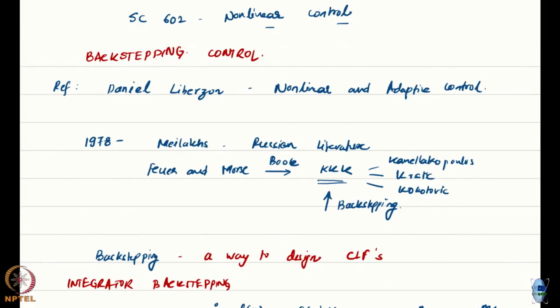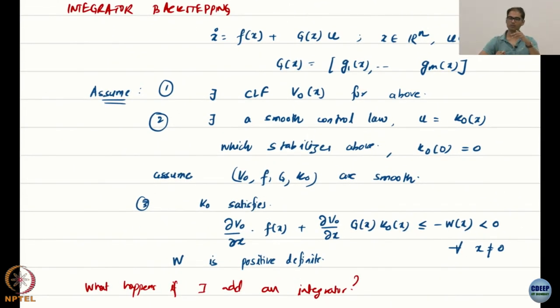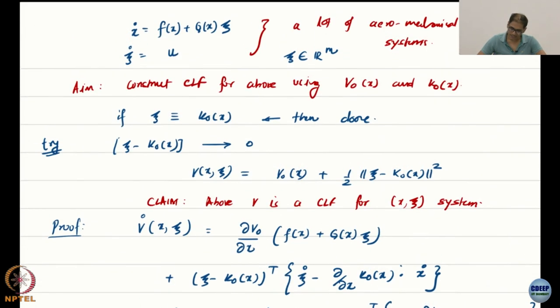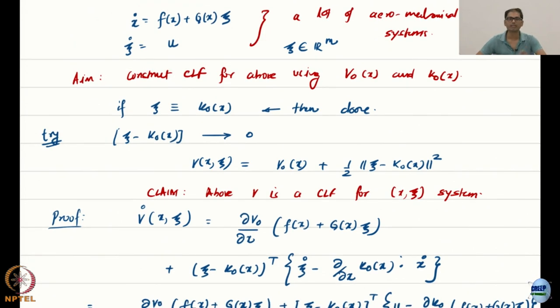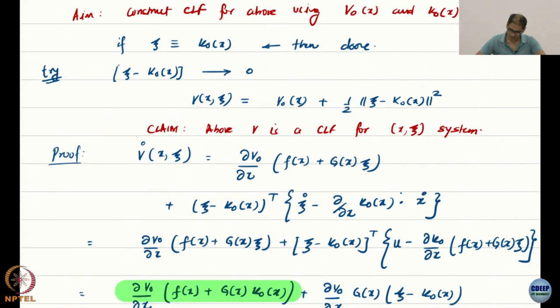Coming back to what we were doing last time, we were doing backstepping. The idea is that it's a very nice way of designing CLFs stage-wise. If you start with a first order system, and you know that you have a CLF and a stabilizing controller here, then if you add an integrator to this sort of a system, you can extend the existing control Lyapunov function to a control Lyapunov function of the new system, okay? And that's what we did.